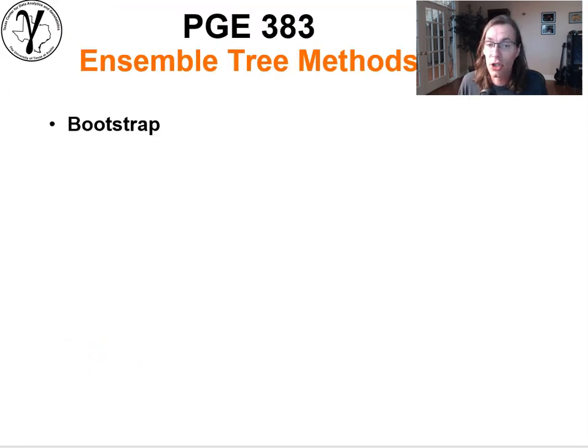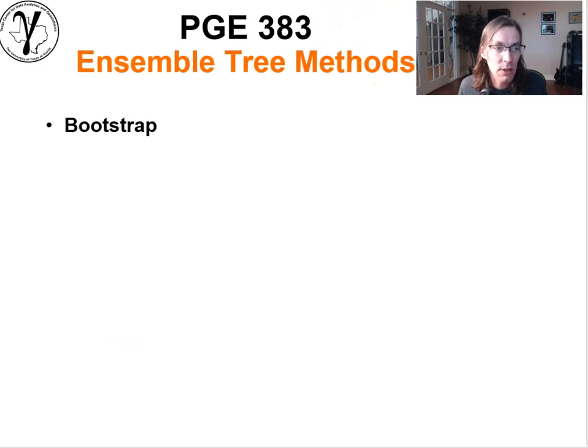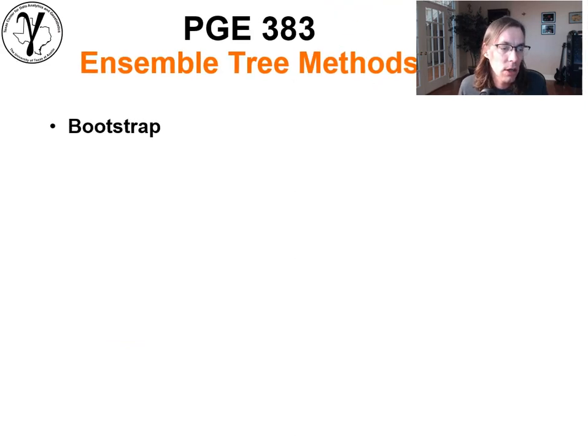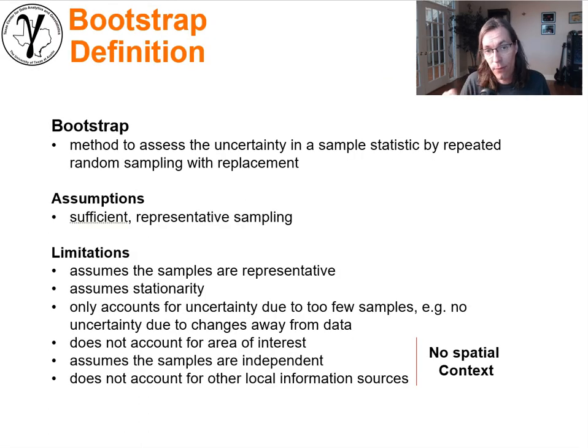Well, you remember that discussion about Bootstrap a while ago in data prep for uncertainty? There was an evil plan behind that because I knew eventually we'd get here and we'd want to talk about ensemble methods. And so we should talk about Bootstrap. Okay, so what's Bootstrap? This is a recap from before. Bootstrap is a method to assess the uncertainty in a sample statistic by repeated random sampling with replacement.